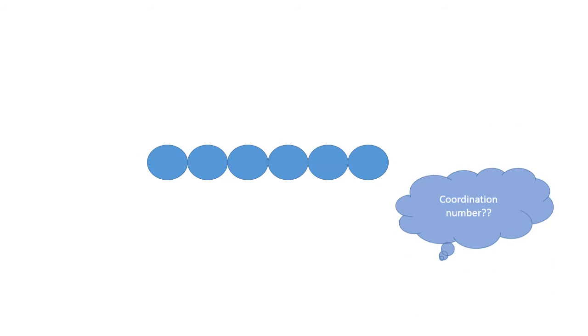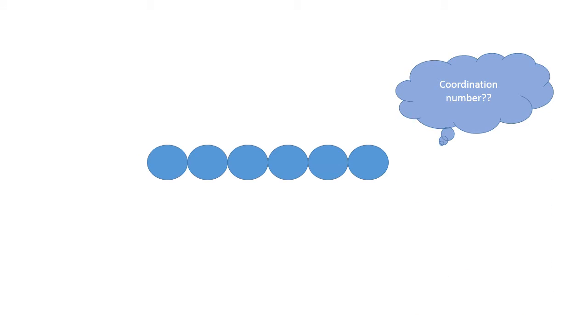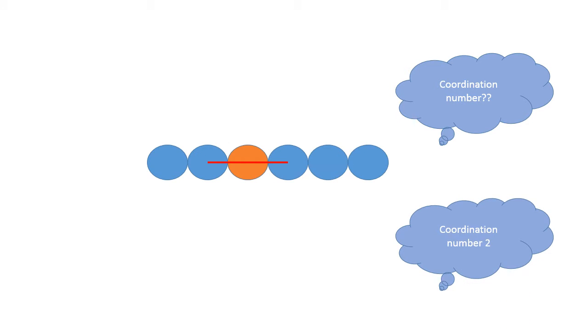Now the question is, what is the coordination number? Coordination number simply means how many spheres are touching each other. So we select a sphere, the one which is colored, and we now observe that there are two spheres which are touching the colored sphere. And therefore I can say that the coordination number would be 2. In this case, we do not consider the spheres which are present at the ends.